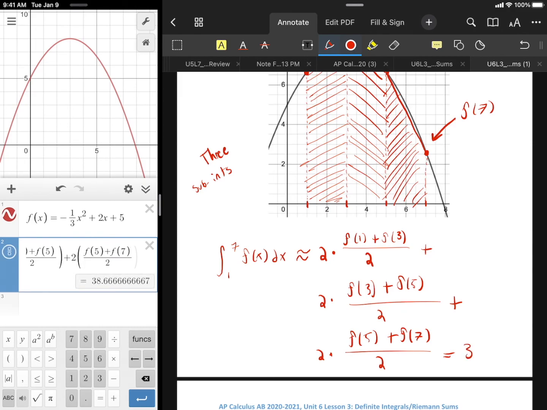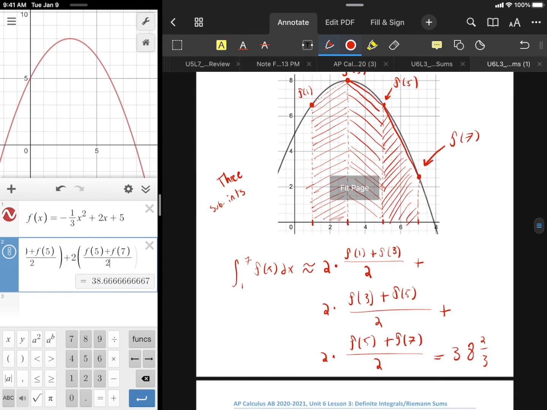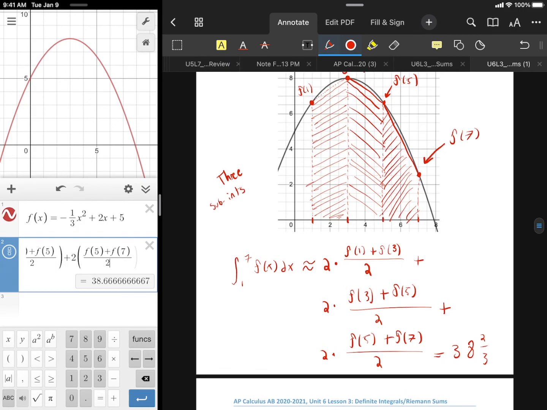We wind up with a bit of an underestimate. We wind up with an estimate of 38 2/3. And so with your trapezoidal sums, if you have this sort of concave down shape, it'll definitely be an underestimate. All right, that is more than enough for today.